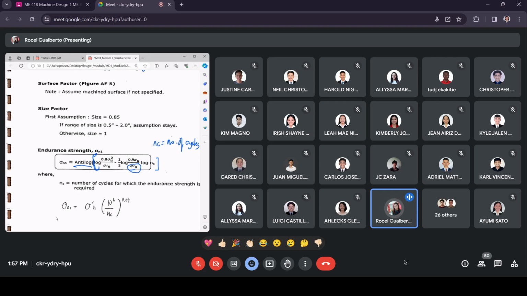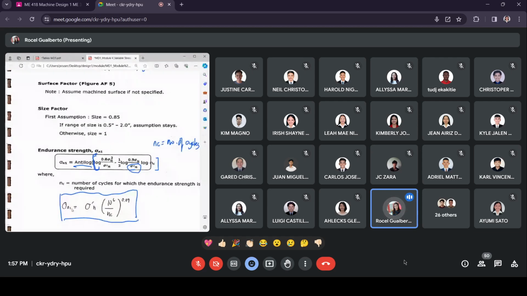Yan, you have the simple equation for sigma n1. Try to include this in your manual. So this is also an equation for sigma n1, so both are sigma n1. Look at the small version.